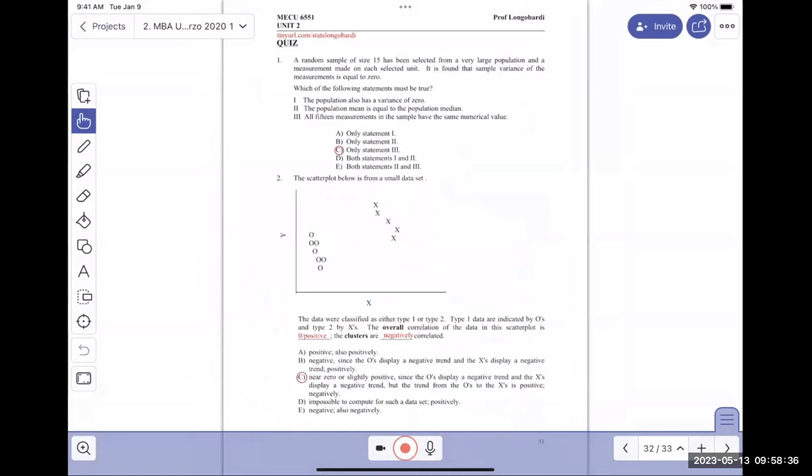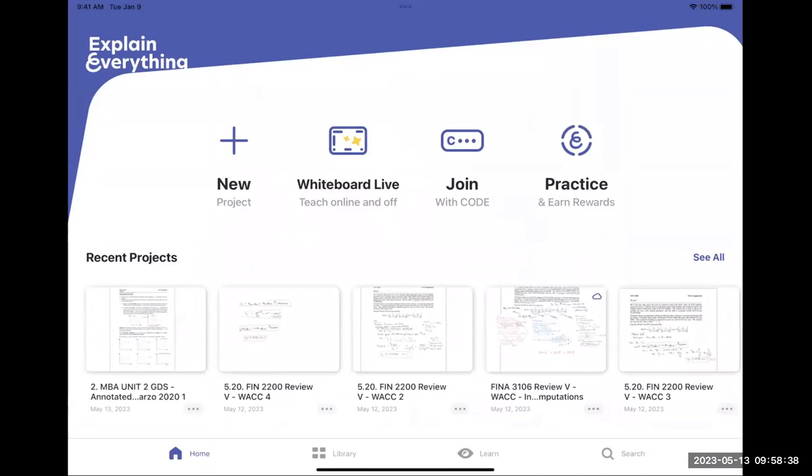Okay, so those are the main things I wanted to say about GDS. Are there any questions that any of you have about GDS? How about the exercises, the quizzes, the practice?